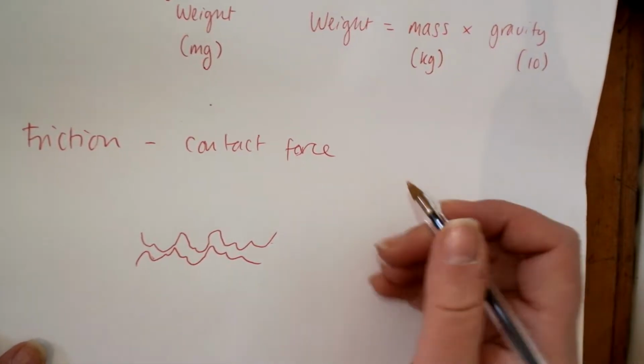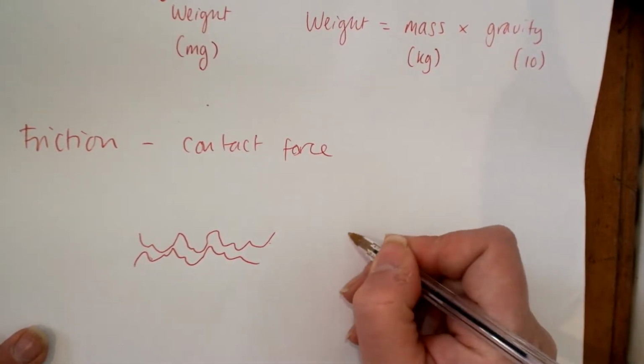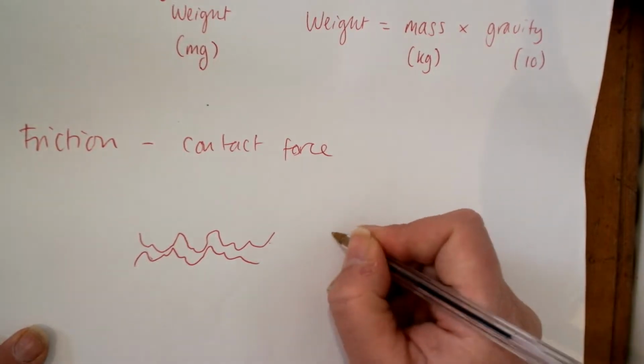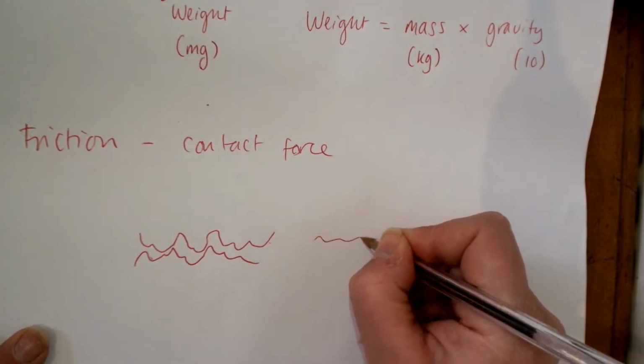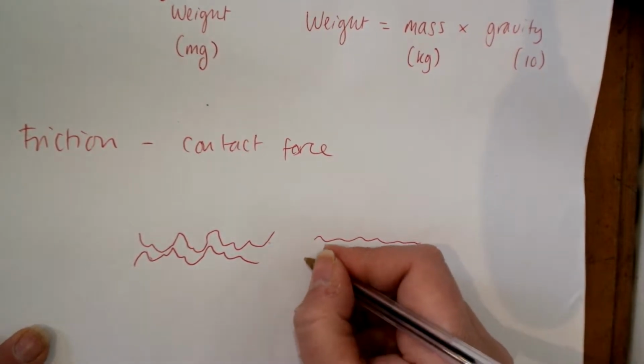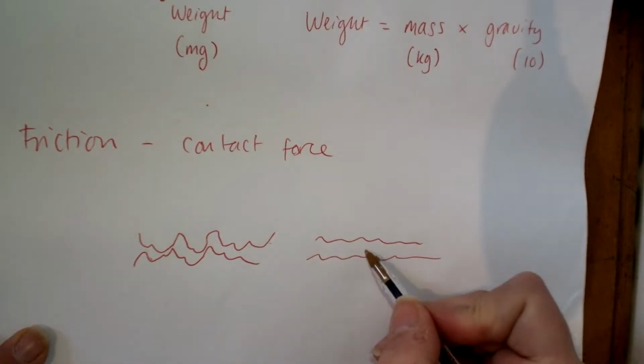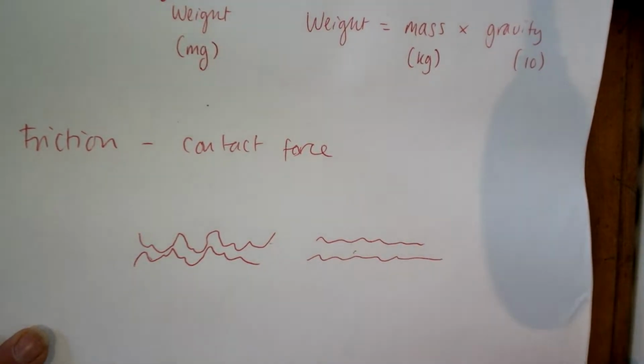So the converse is also true. If you have two surfaces that are relatively smooth, now nothing's going to be flat, but smooth like that, we're going to get less gripping between them, and so therefore we're going to get less friction.